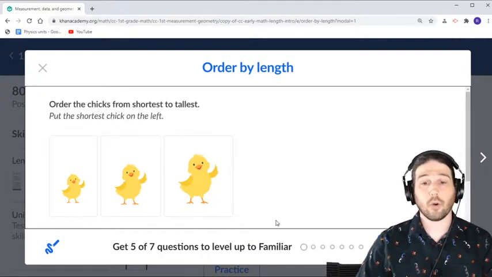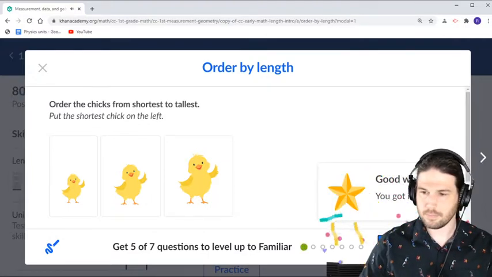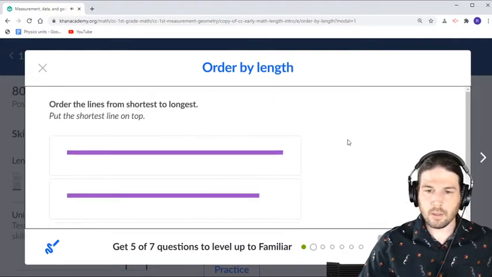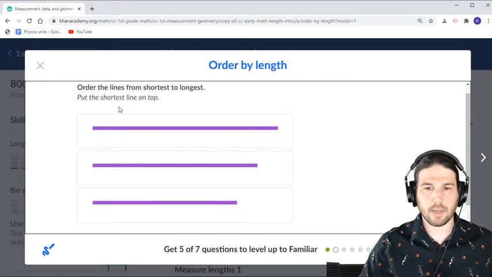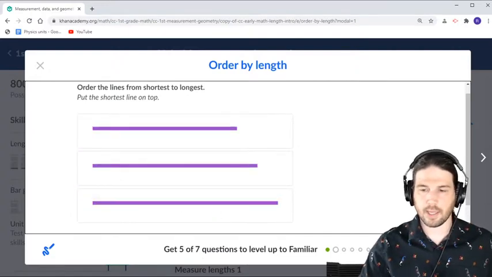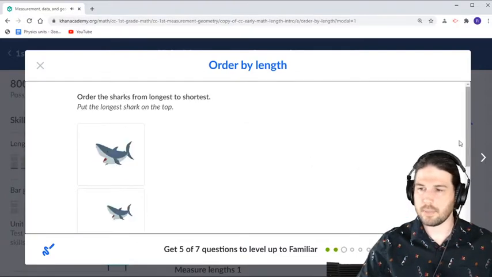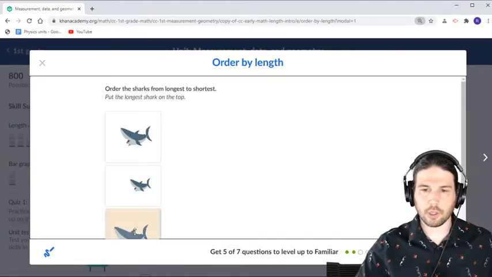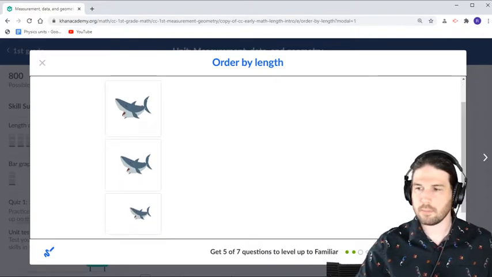All right, shortest chick on the left, over there, and it looks like they are now in ascending order, shortest to tallest. So now we have some lines that we want to move around. We want to put the shortest line on top, the middle line in the middle, and the longest line on the bottom. Same deal with these sharks. Put the longest shark on top, then the middle one, then the small one.